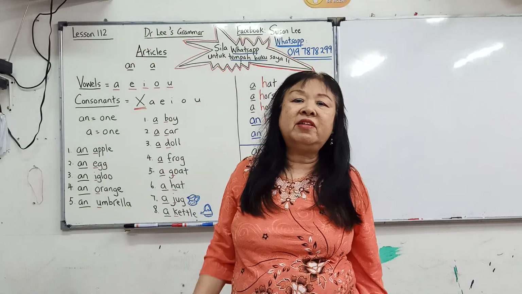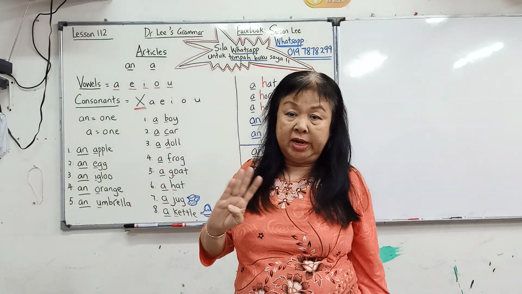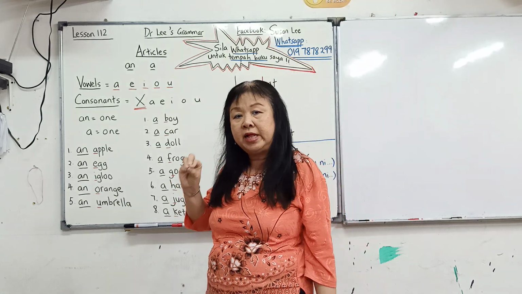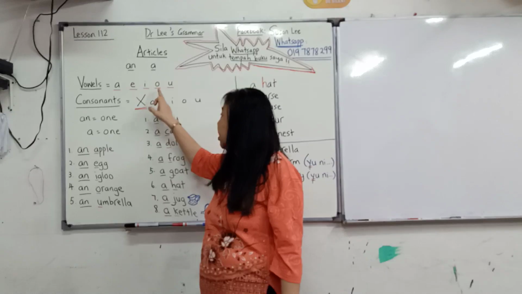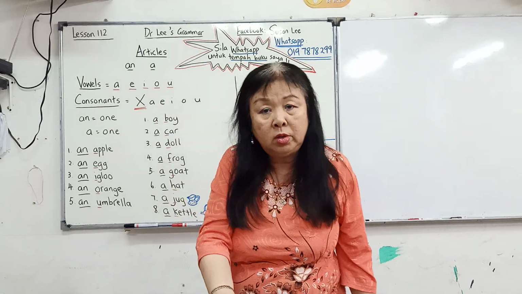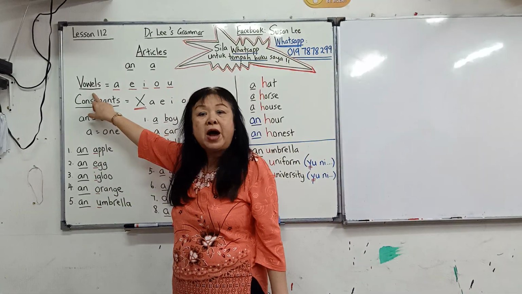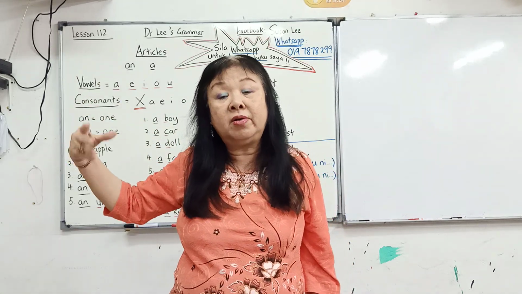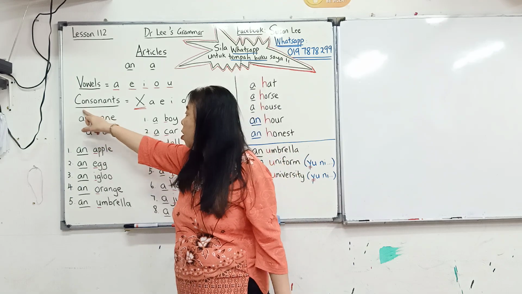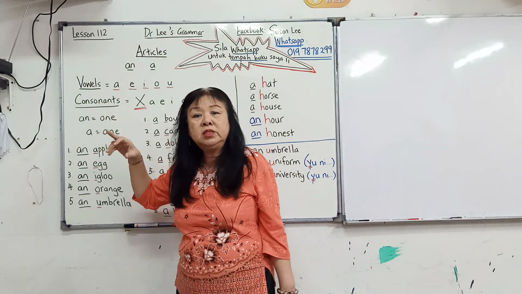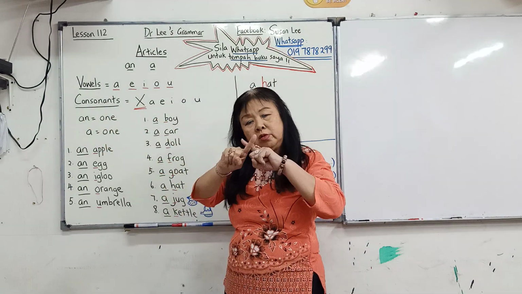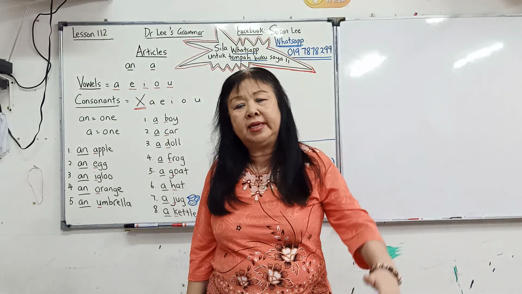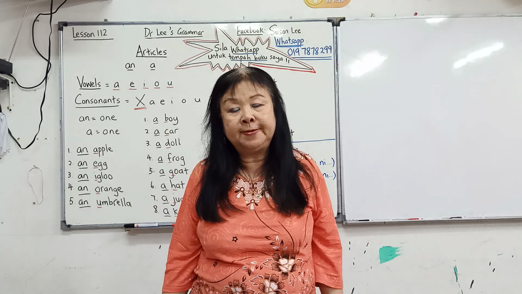So, among the 26 alphabets, A to Z, there are 5 letters, A, E, I, O, U, which we call vowels. And the rest of the 21 alphabets or letters are called consonants. So consonants means they are not A, E, I, O, U. So that's how our "a" and "an" come into the picture.